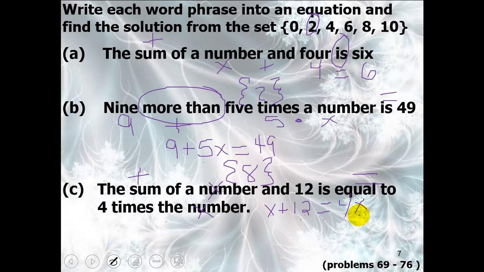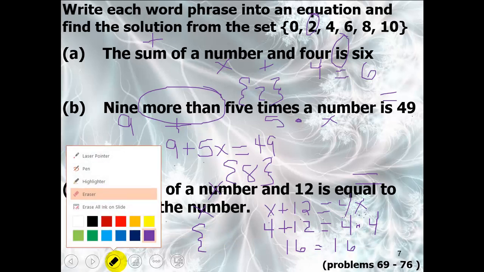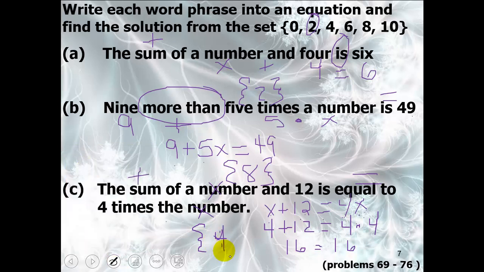What if I plug in a 2? 2 plus 12 is 14, but 4 times 2 is 8. So that doesn't work either. What if I plug in a 4? 4 plus 12, does that equal 4 times 4? Yes, 16 equals 16. So the solution is 4.